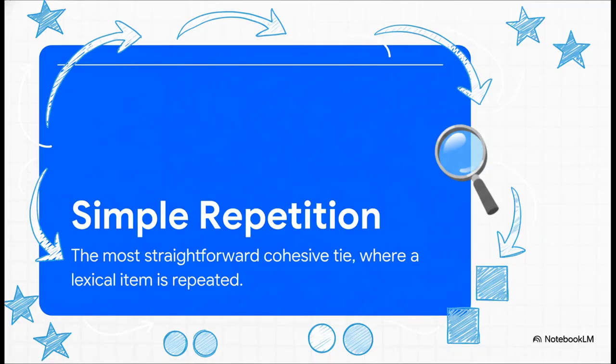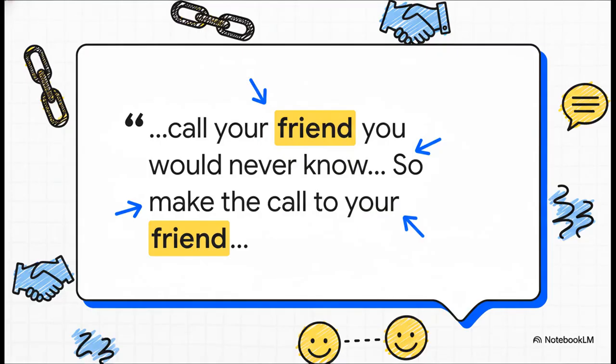So, the most straightforward version of this is what we call simple repetition. And yeah, it's pretty much exactly what it sounds like. You're just using the same word or phrase over again to keep an idea right there, front and center for the reader. Take a look at this sentence.